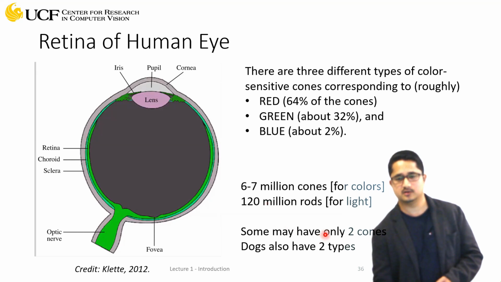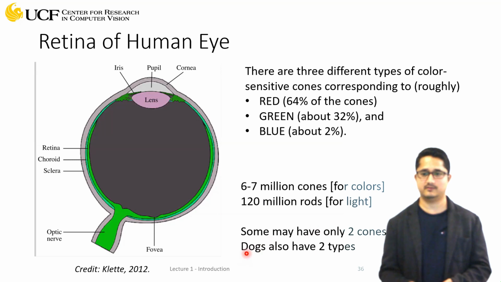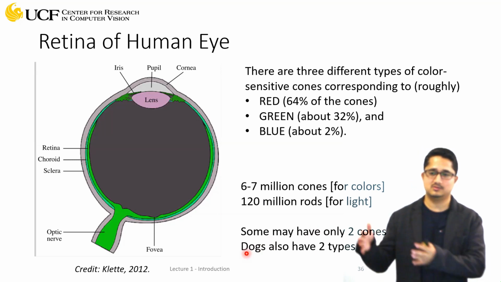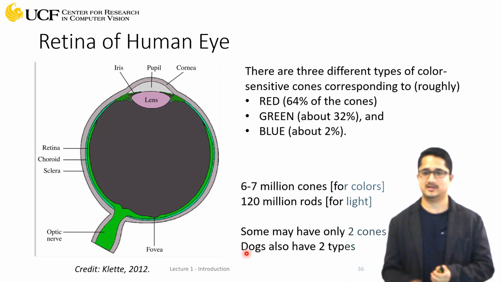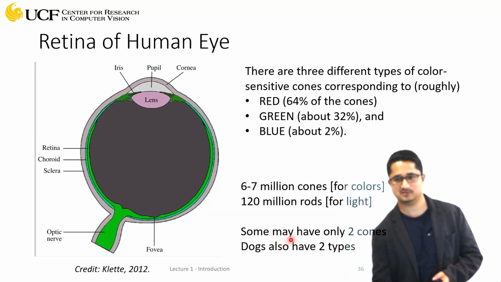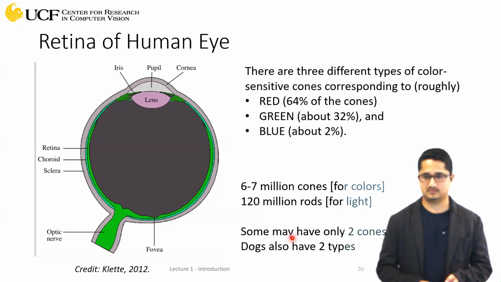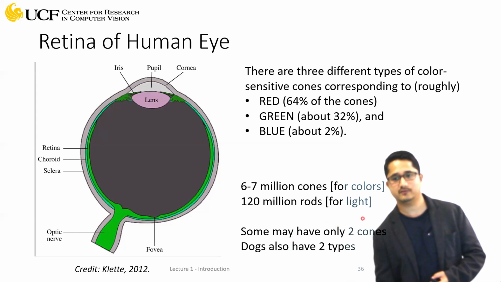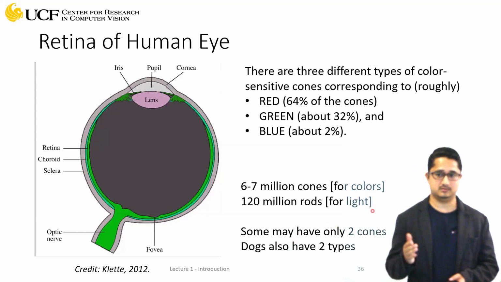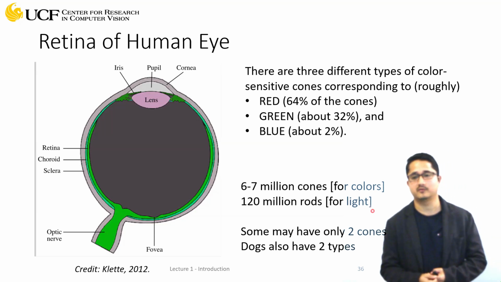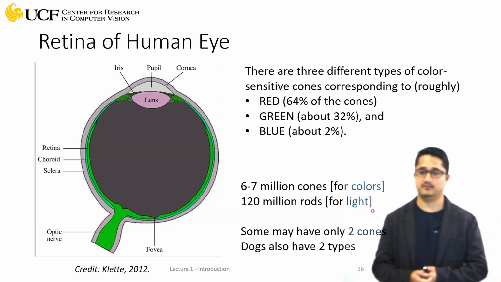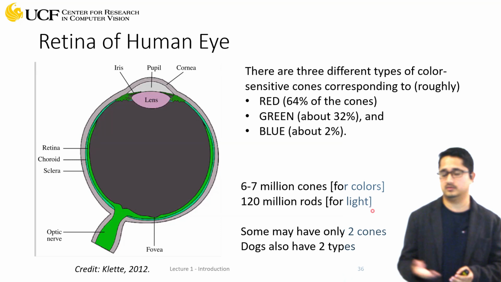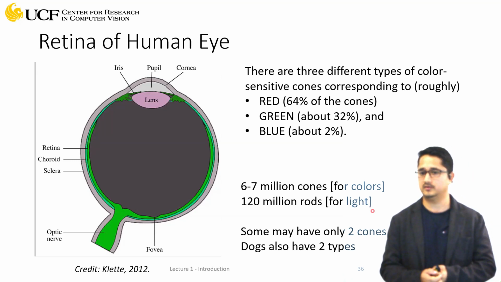As I said, some humans only have 2 cones. Another interesting fact is that dogs also have just 2 types of cones. So those people who have only 2 cones, their vision is, we can say, the same as dogs. The important part here is that if you only have 2 cones, you are only able to see those colors for which you have cones present. For example, if you just have red and blue, you will only see those 2 colors. You will never see green.